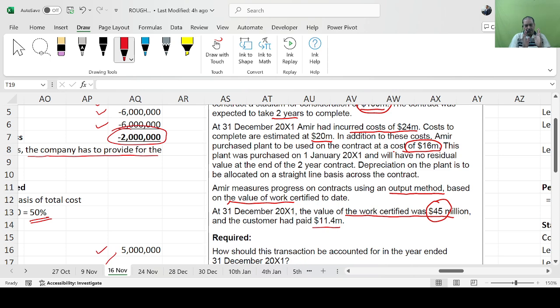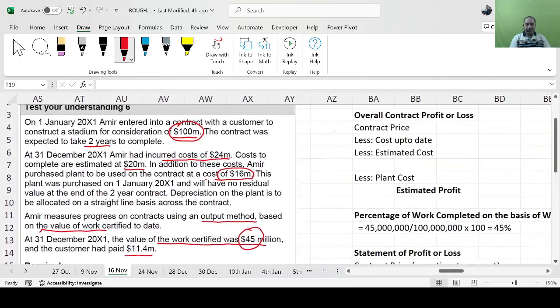Right? Steps are same. Estimation of total profit on the contract, percentage of work completed, statement of profit or loss, statement of financial position. Steps are not going to change. You have to take these figures, put it in the steps. That is your only job. It's not difficult. So let us see.